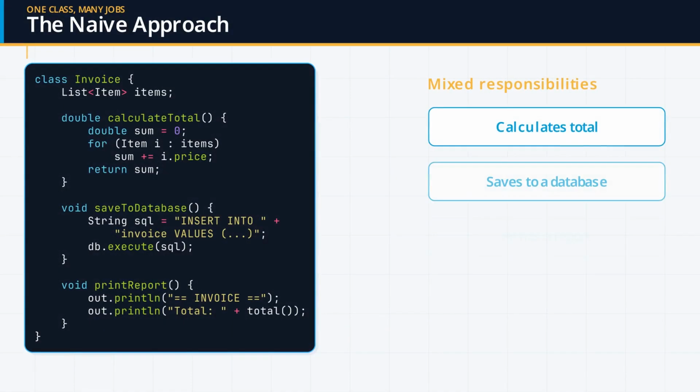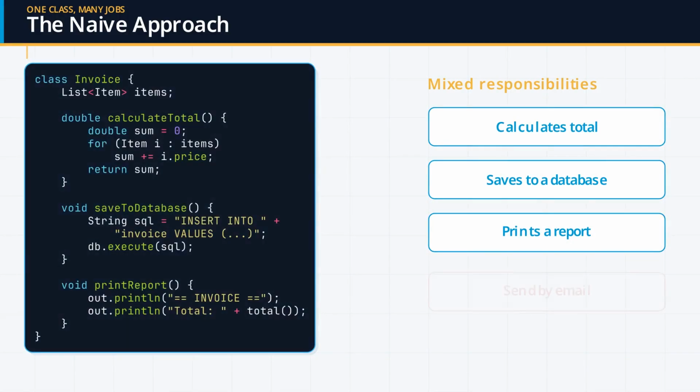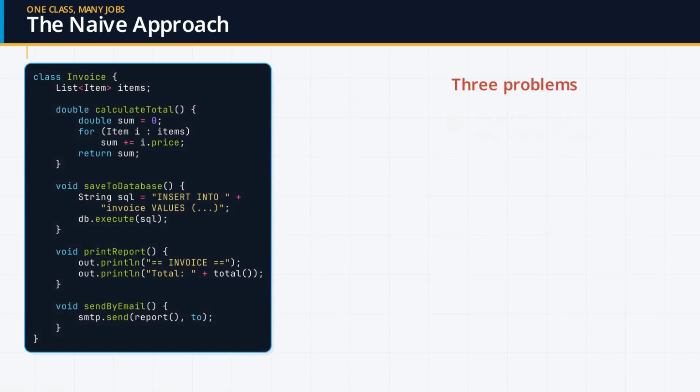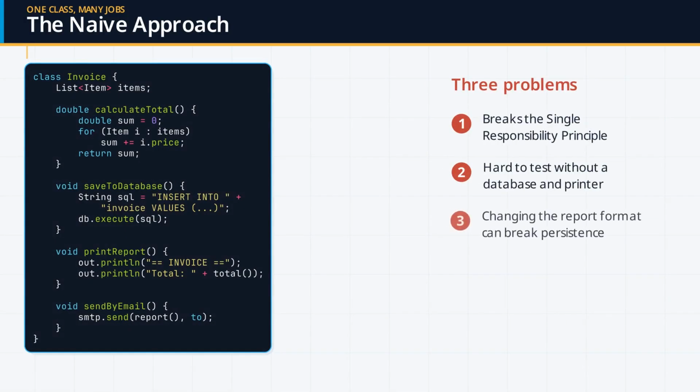The invoice class calculates the total, saves to a database, and prints a report. When we add send by email, the same class must be opened and edited again. 3 problems appear. It breaks the single responsibility principle. The calculation can't be tested without a database and printer, and changing the report format risks breaking persistence.